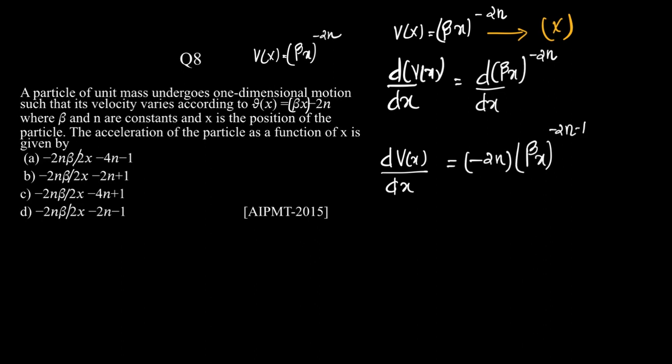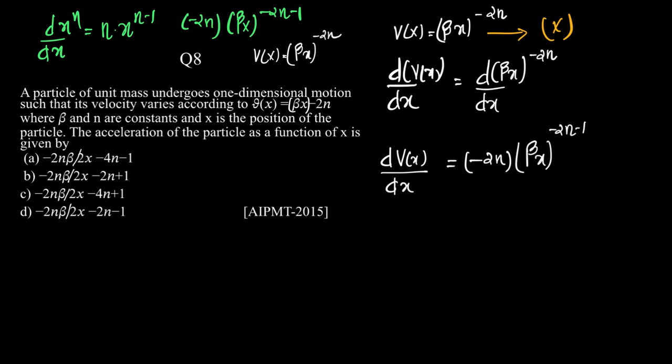Why? It's simple. So it goes like this. d by dx of x to the power n is n into x to the power n minus 1. So instead of n, we have here minus 2n. Instead of x, we have (beta x) raised to minus 2n minus 1.